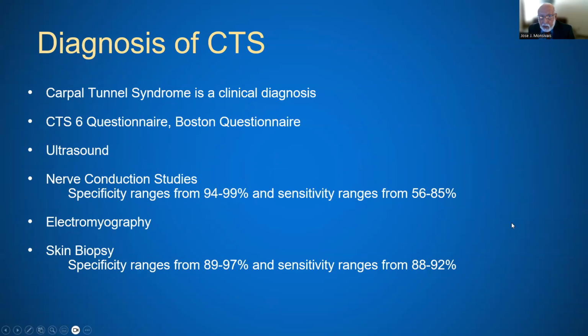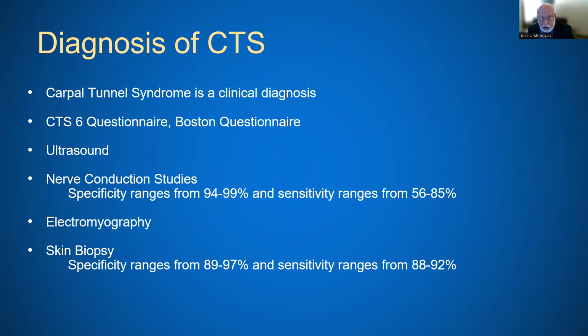The diagnosis of carpal tunnel syndrome remains a clinical diagnosis. The supporting tools for this diagnosis include the CTS6 questionnaire and the Boston Carpal Tunnel Questionnaire, supported by ancillary studies such as ultrasound and nerve conduction studies that carry a specificity of 94 to 99%, and sensitivity from 56 to 85%.